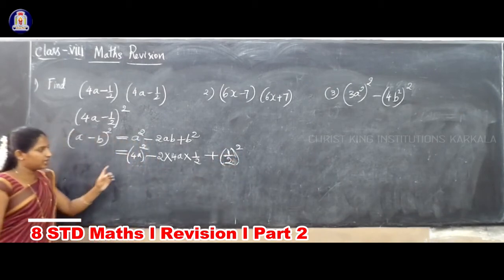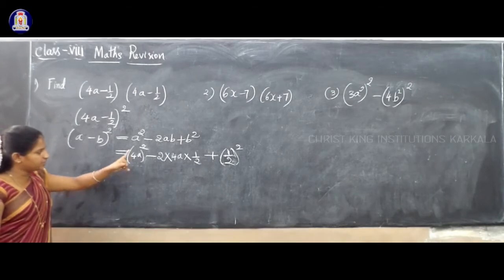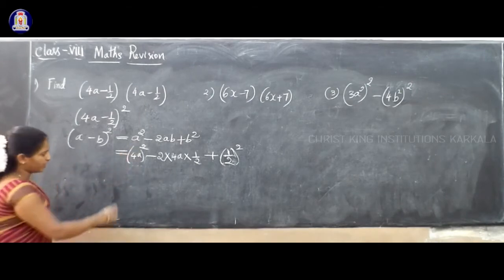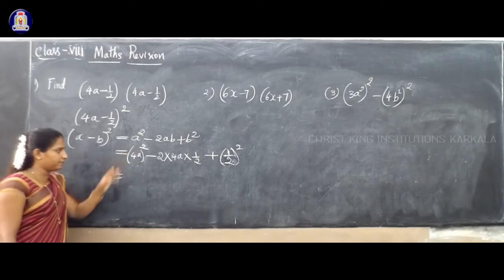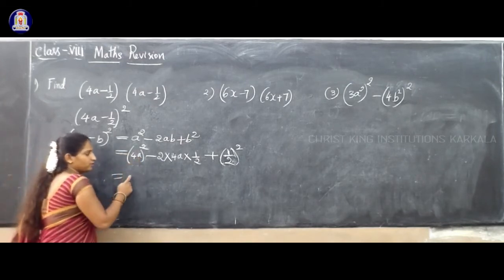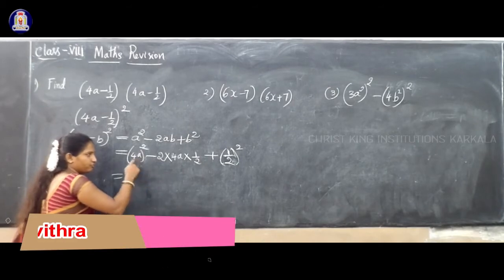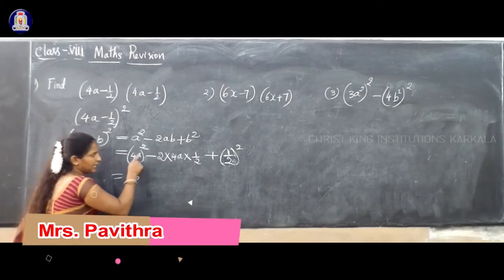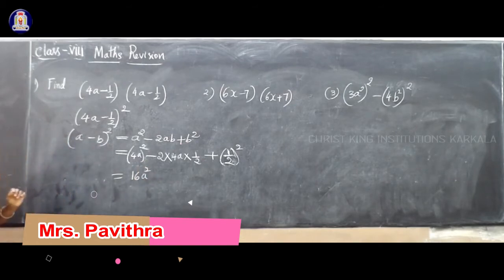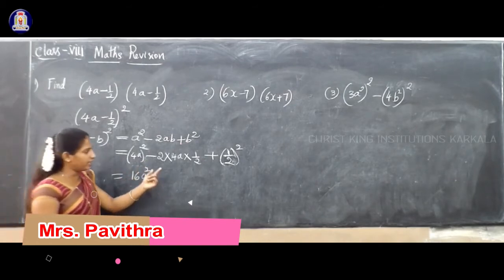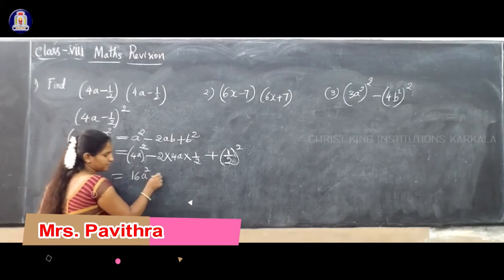Next, see simplification. Simplify 4a the whole square means multiply 4a two times. So we'll get 4 into 4, 4 fours are 16, and a into a, that is a square. Okay, the answer is 16a square. Now the next sign is here, minus.